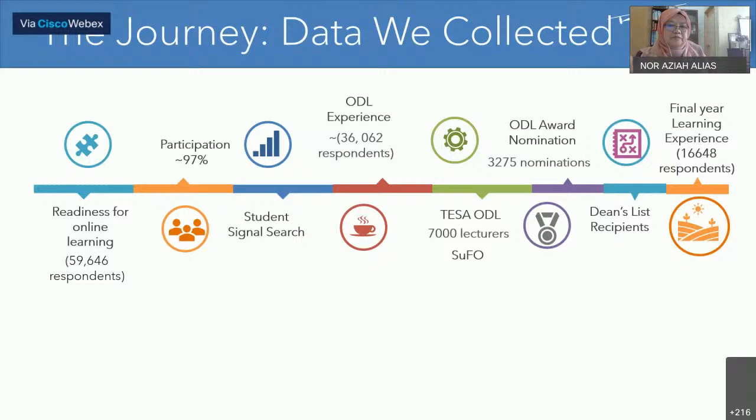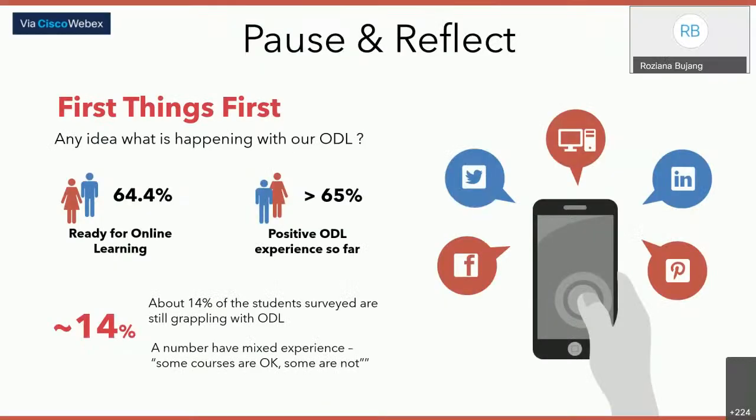And then we gauged their ODL experience at the end of May. We went into what we call teaching self-evaluation for lecturers, because for most of them, it is the first time teaching ODL. So we get them to self-evaluate. We also get students to give feedback online. Then we went for ODL award nomination. We got 3,275 nominations from the students. 3,275 students actually logged into the nomination website to nominate their lecturers. We surveyed the Dean's List recipients. And in December, we looked at the final year students' learning experience and saw how things worked out. So that's why we reflected a lot.